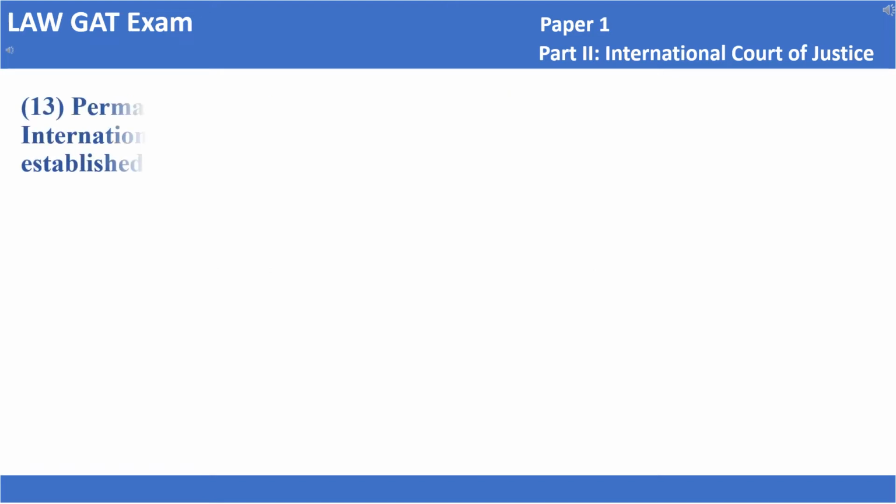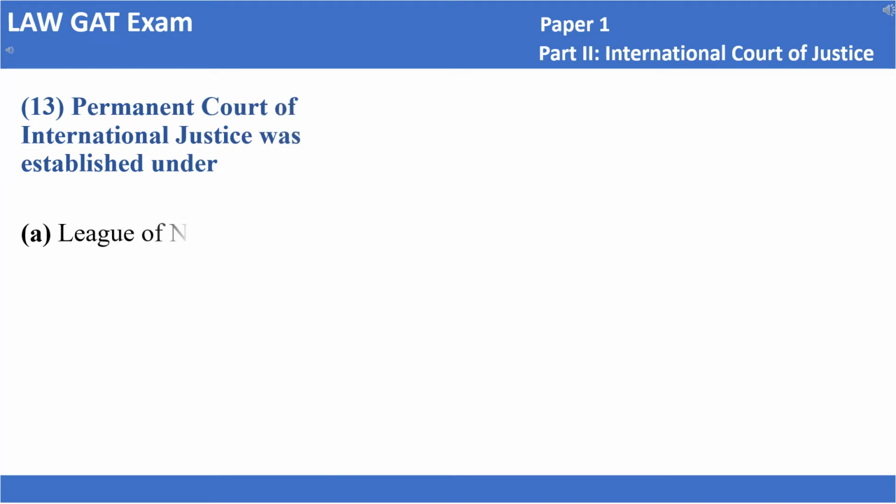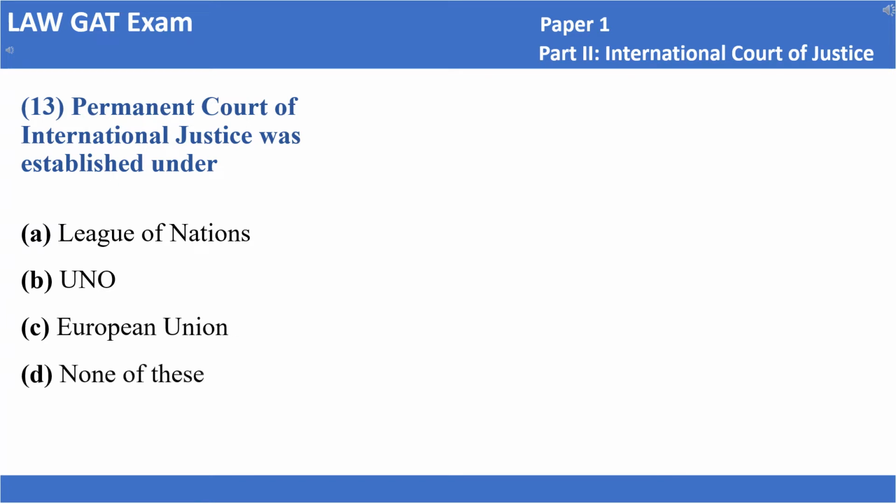Permanent Court of International Justice was established under? Is it option A, League of Nations, option B, United Nations Organization, option C, European Union, or is it option D, none of these? The correct answer is option A, League of Nations.